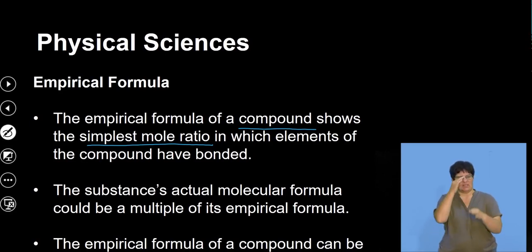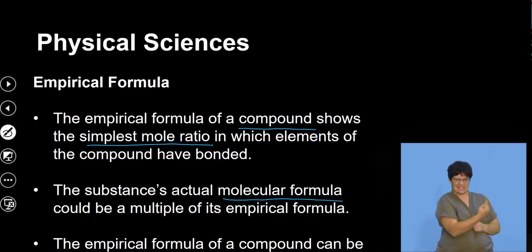Okay, so these substances' actual molecular formula could be multiples of each empirical formula. So if we get the simplest whole mole ratio of each element that is in a compound, if you double it or treble it, it could in some cases give us the actual molecular formula of the substance. So the empirical formula of a compound can be calculated from its percentage composition. Right, so percentage composition, something that we know, we're expressing the mass of each element as a percentage of the total mass of the compound, right?